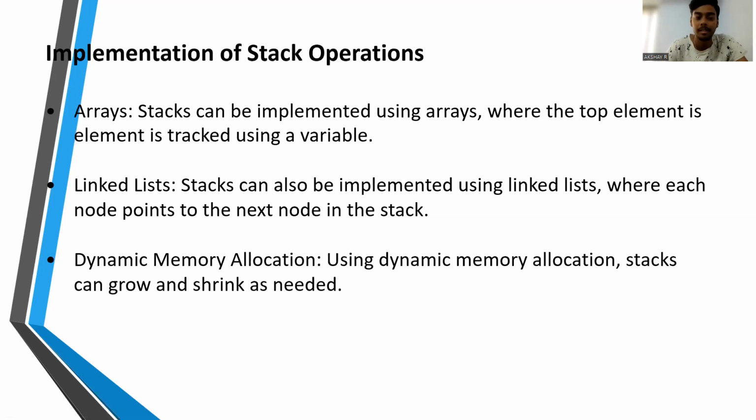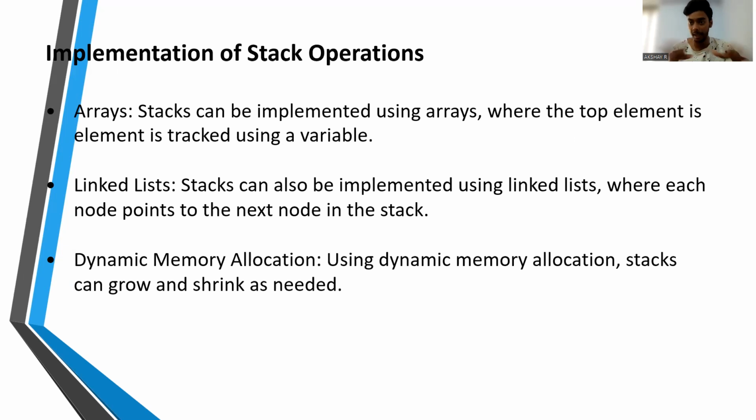As it says, implementation can be done via arrays, through a linked list, and through dynamic memory allocation. Now, how through arrays? A stack can be implemented using arrays, where the top element is tracked using a variable. And how through a linked list? Stacks can also be implemented using a linked list, where each node points to the next node in the stack.